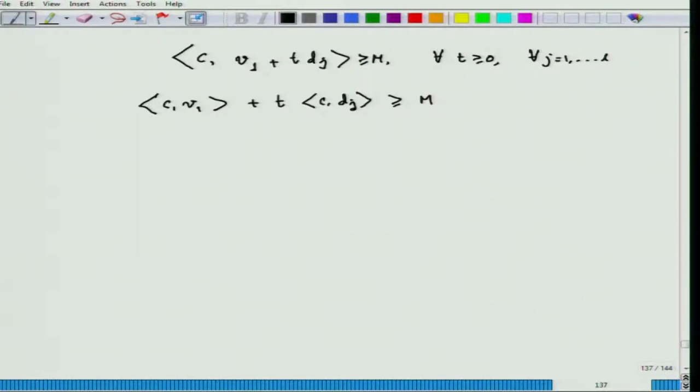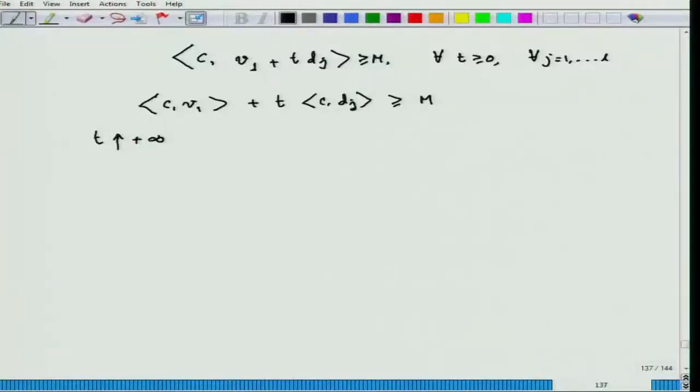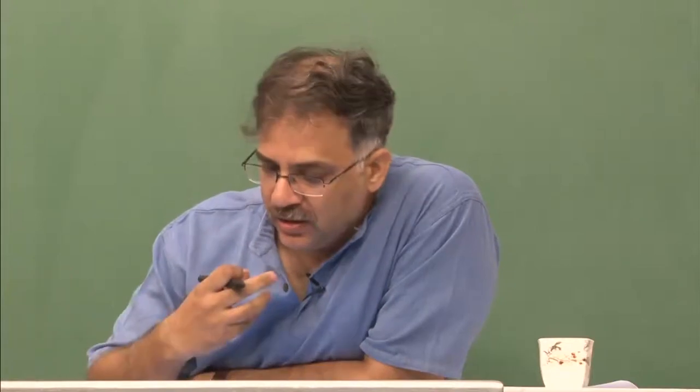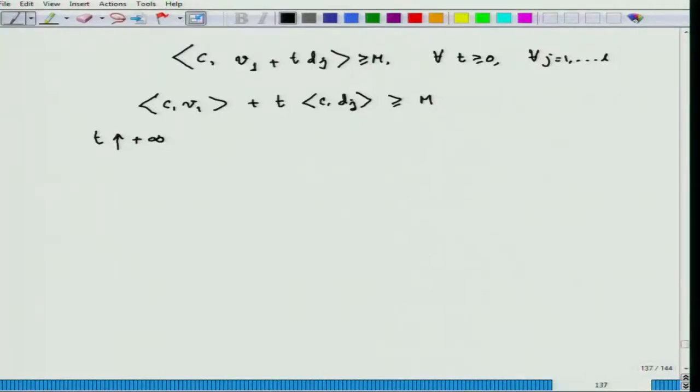Okay. Now, let me see what would happen as T tends to infinity. If C of Dj, if one of them is negative, and I can make T go towards infinity, there will be a minus component which will become bigger and bigger and bigger. Finally, it will just overpower this C V1 and go completely into the minus domain, and the value will continue to go down because C V1 is fixed, and it can go just below M.